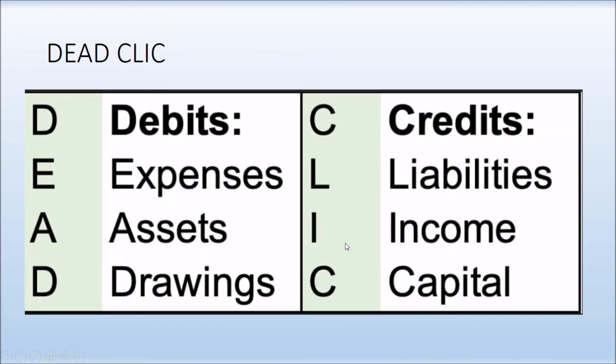Then we've got the last one, DEAD CLIC. It's a mnemonic, and it's got debits, which are expenses, assets, and drawings. So if you see one of these, it's a debit, and then credits.